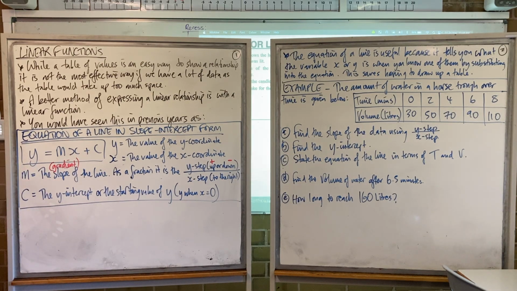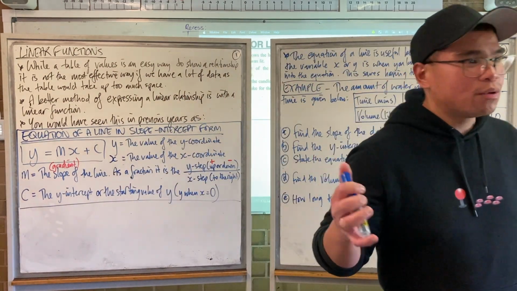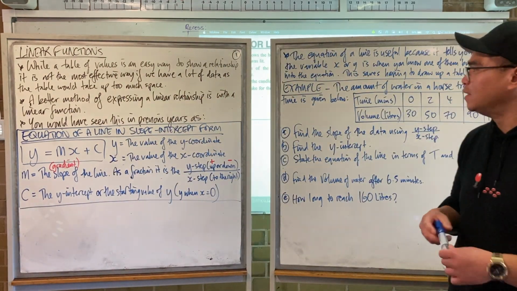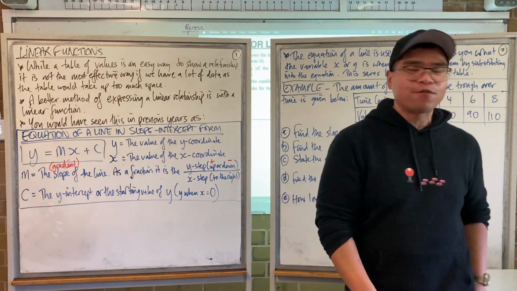That's an easy way to show a relationship, but it's not the most effective, because if you've got a lot of data, what's your table going to look like? Really long. I don't have time to waste to write all that X and Y data. So a better method of expressing a linear relationship is with a linear function.